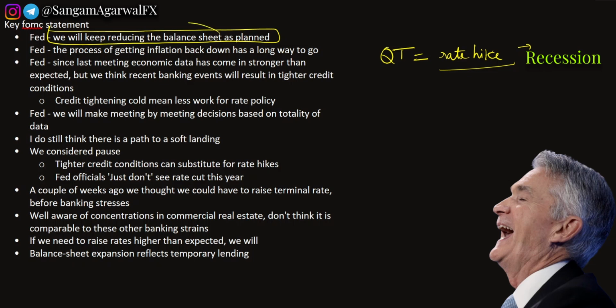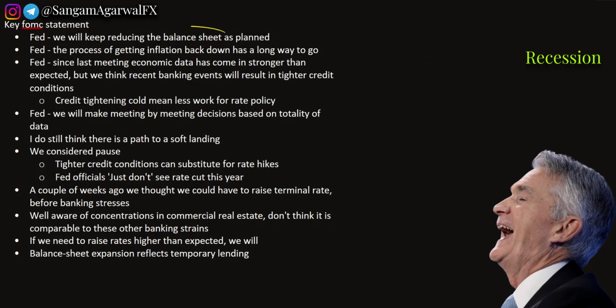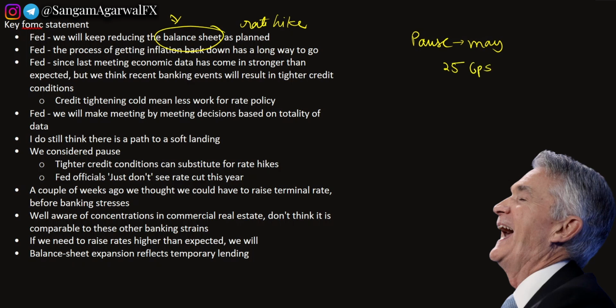But balance sheet reduction is a new concept. If you read books, you will not find that concept in books. So balance sheet reduction is also another form of rate hike. If the Fed pauses interest rates in the May FOMC meeting and they keep reducing the balance sheet, that will also be something like a 25 basis point rate hike.